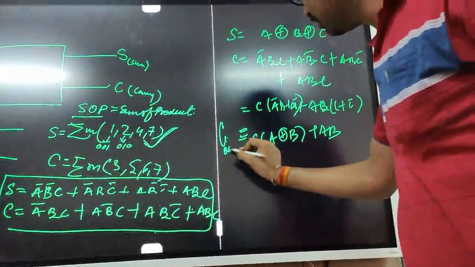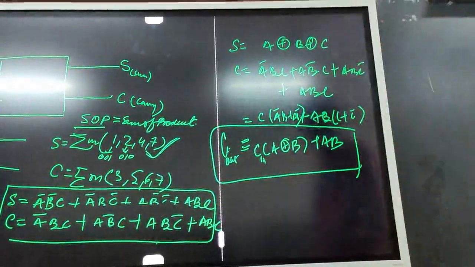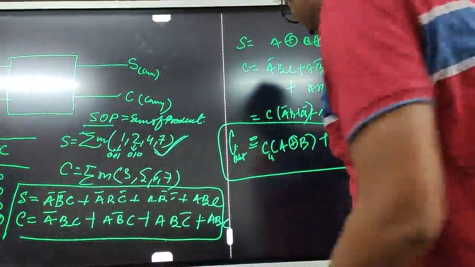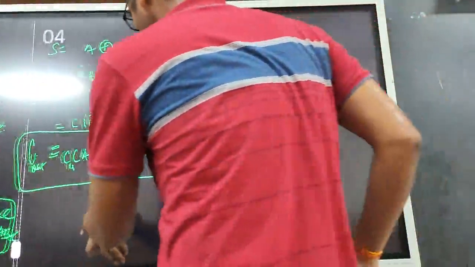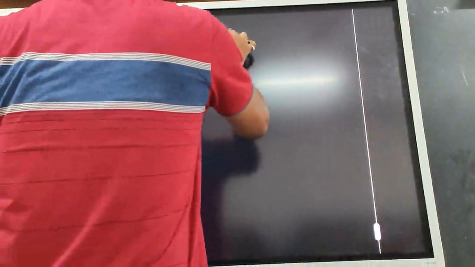And this C is C out, carry. So we have to write like this. So finally, we can design the full adder.